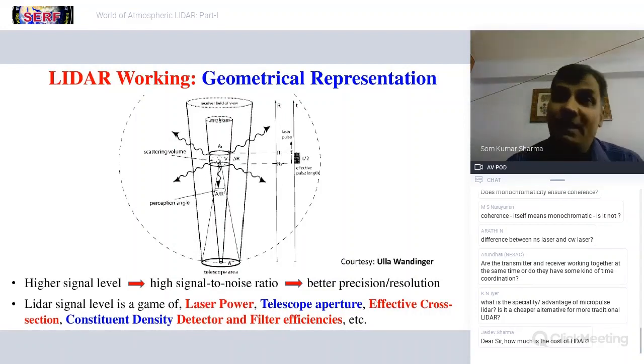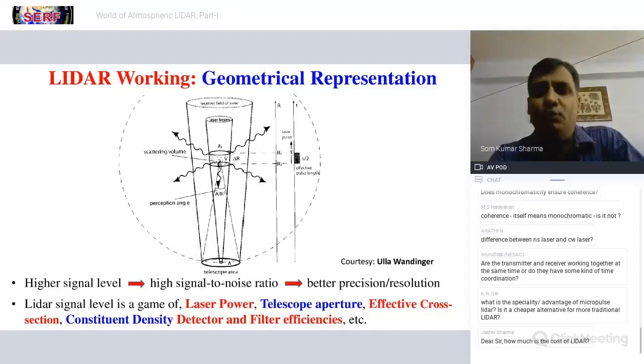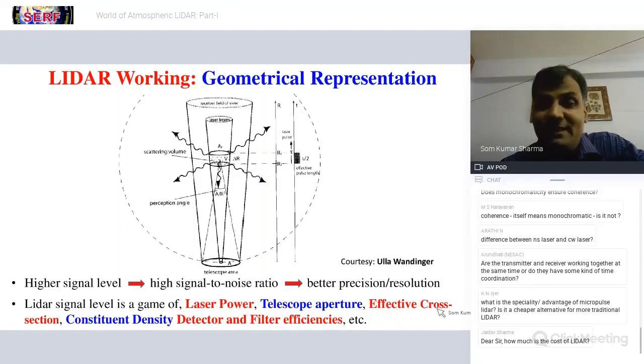Then if you go to the Raman scattering cross section, it is rather smaller than the Rayleigh scattering cross section, and that is about 10 to the power minus 30 or 10 to the power minus 32. It is in this range. So the effective cross section is very important in signal levels. In signal levels, what is important? How much laser power you are pumping, what the telescope aperture is, and what the effective cross section is.